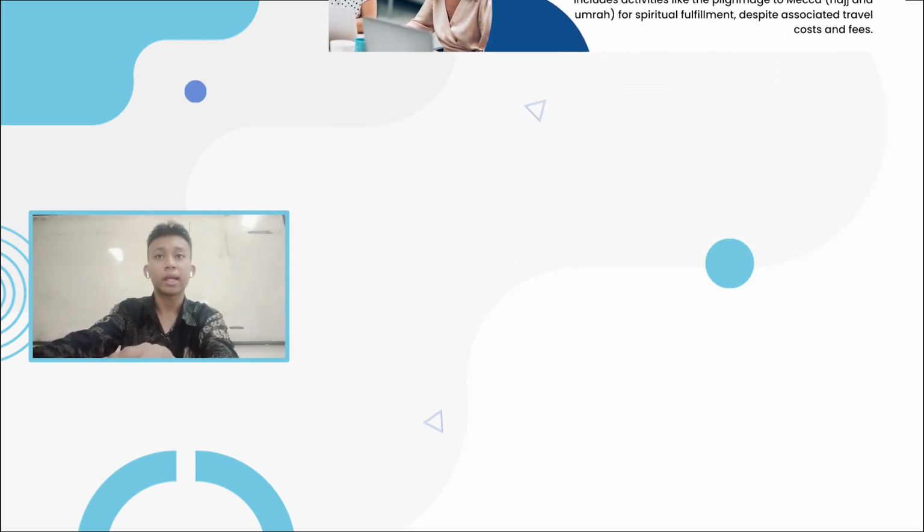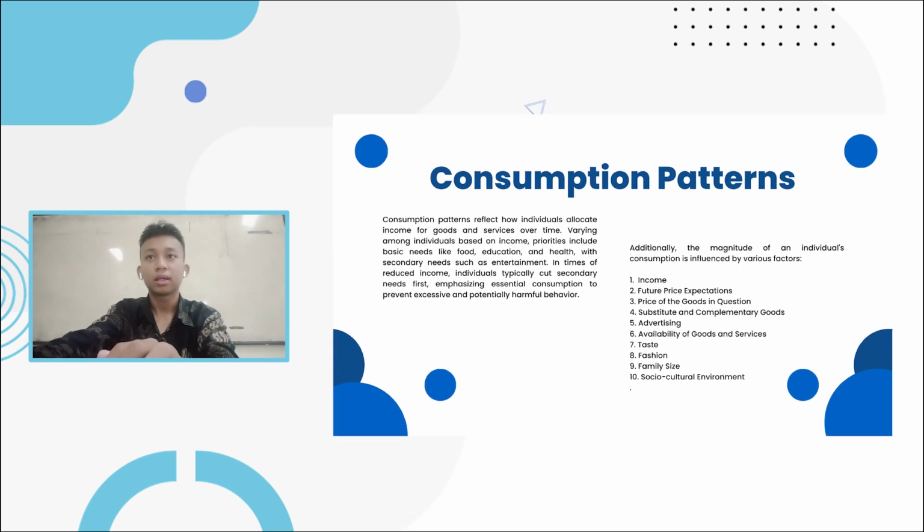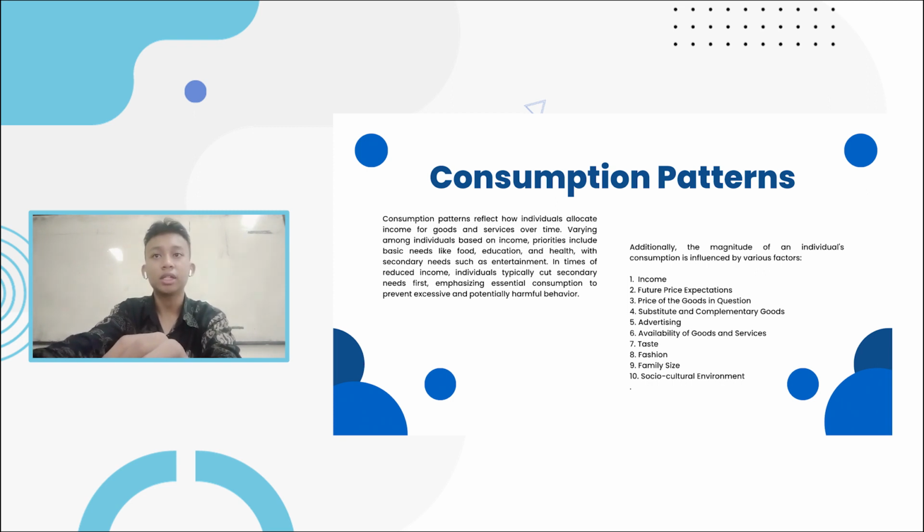Okay, the next slide. Consumption patterns. Consumption patterns reflect how individuals allocate income for goods and services over time, varying among individuals based on income. Priorities include basic needs like food, education, and health, with secondary needs such as entertainment. In times of reduced income, individuals typically cut secondary needs first, emphasizing essential consumption to prevent excessive and potentially harmful behavior. Additionally, the magnitude of an individual's consumption is influenced by various factors.